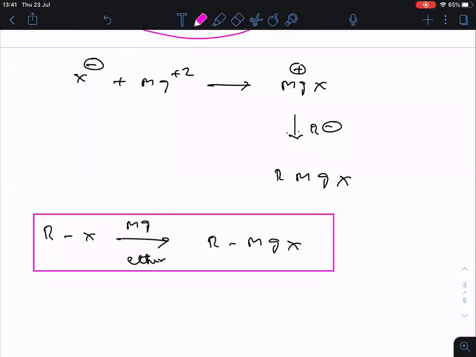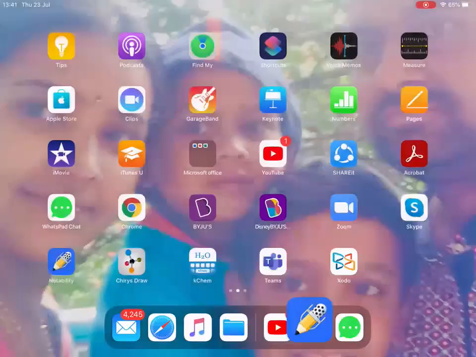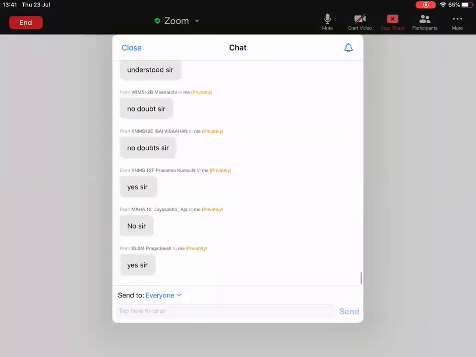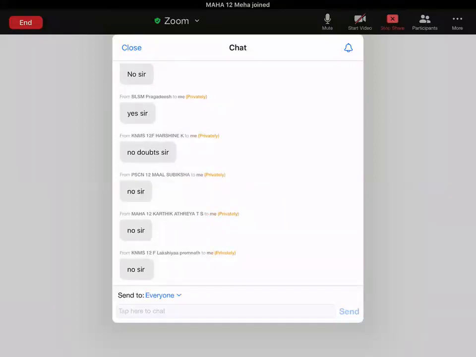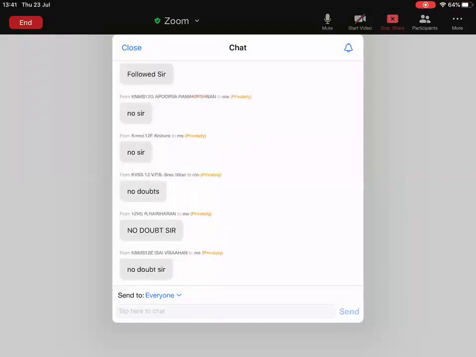Followed here? X minus will give an electron to the magnesium, then the positive charge will decrease, and we will get Mg plus X. Then R minus combines with Mg plus X, and we will get RMgX finally. So tell me, anyone having any doubts in the preparation method of Grignard reagent? Followed clearly?